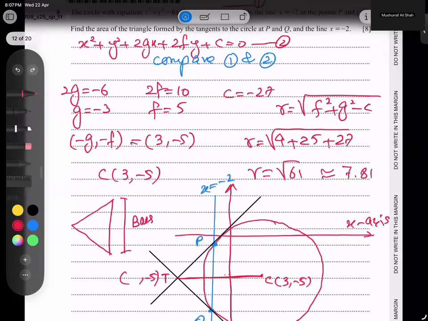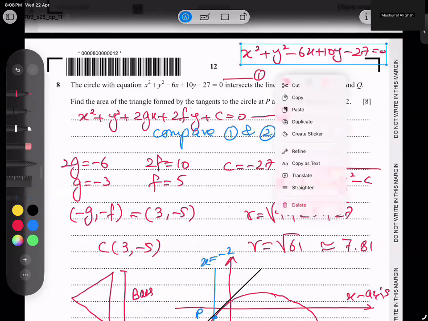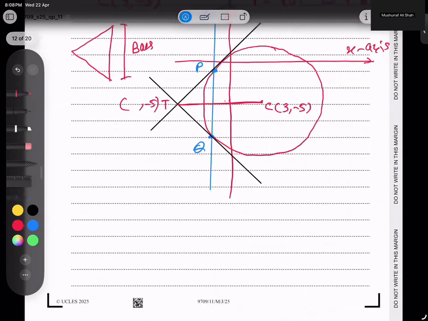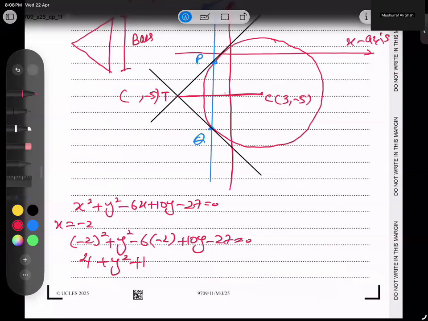So let's start. First of all, the equation: x square plus y square -6x plus 10y -27 equal to 0. I'm going to take this equation, cut it from here, bring it down and paste it here. So put x equal to -2. When I plug in -2: -2 square plus y square, plus 12, and 10y as it is, -27 equal to 0. I got 4 plus y square plus 12 plus 10y -27 equal to 0. Y square plus 10y, and here I got 16. 16 minus 27, I got -11.